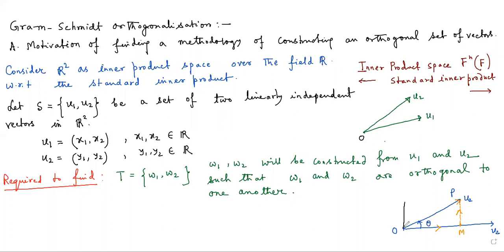We need to find a vector OP prime, which is orthogonal to the vector OM. So just a minute, I'm considering this as not U2 but U1. Suppose I'm considering U1 to be my vector, which is similar to W1, then I need to find a vector OP prime, which is orthogonal to the vector U1. There I'll be using some geometry and vector analysis to find it out. So to find the set of vectors W1 and W2, my step number one is the following.